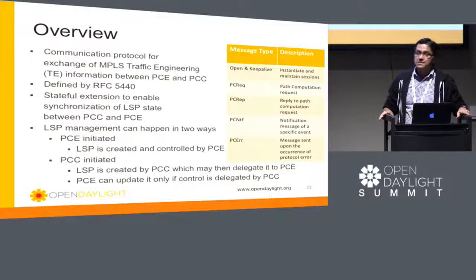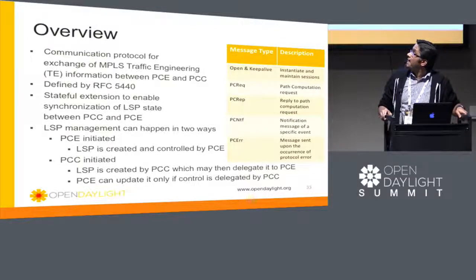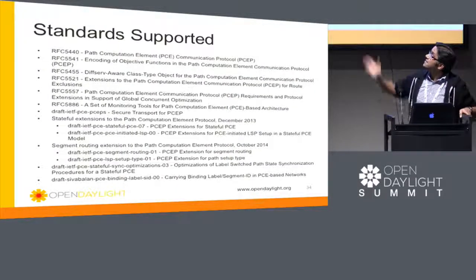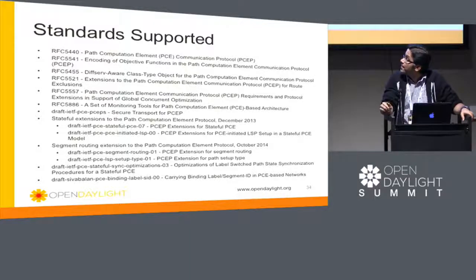So to summarize this, it's nothing but a client-server communication protocol in very, very layman terms. And these are the RFCs that are supported in OpenDaylight. The point to be noted is we have been supporting stateful draft 07 since the Beryllium time frame. Before that, we had stateful 02. Going forward, we'll continue to use that stateful 07 draft. There is also a segment routing extension in PCEP. And there is support for things like DiffServ, and the main RFC is RFC 5440 for PCEP.